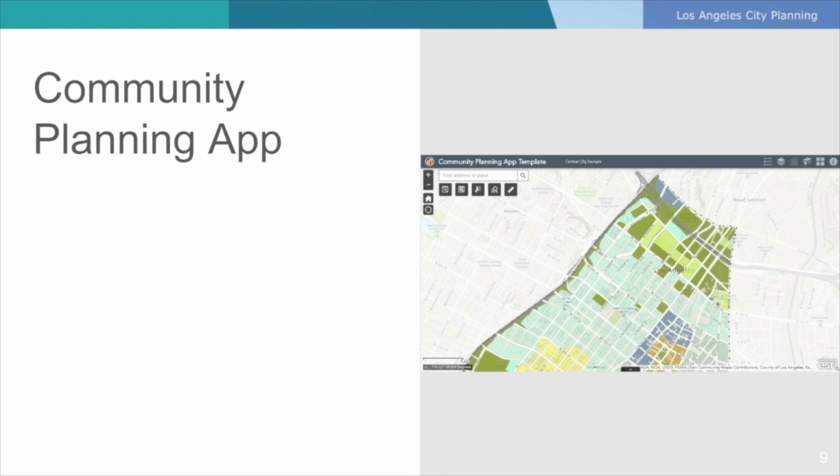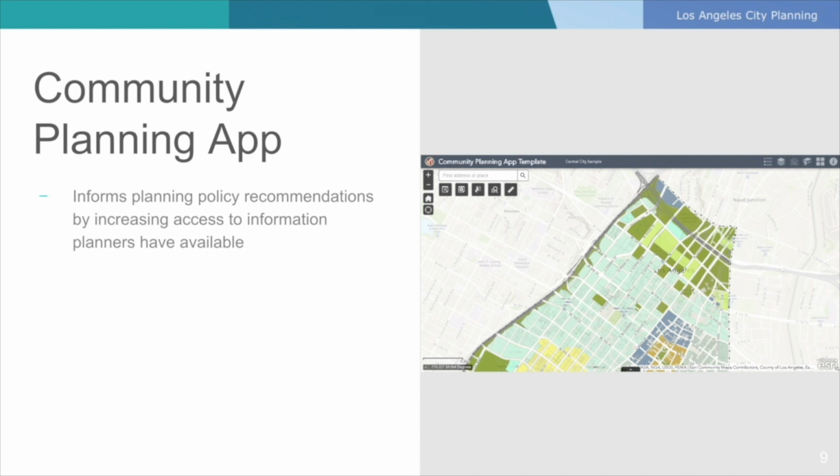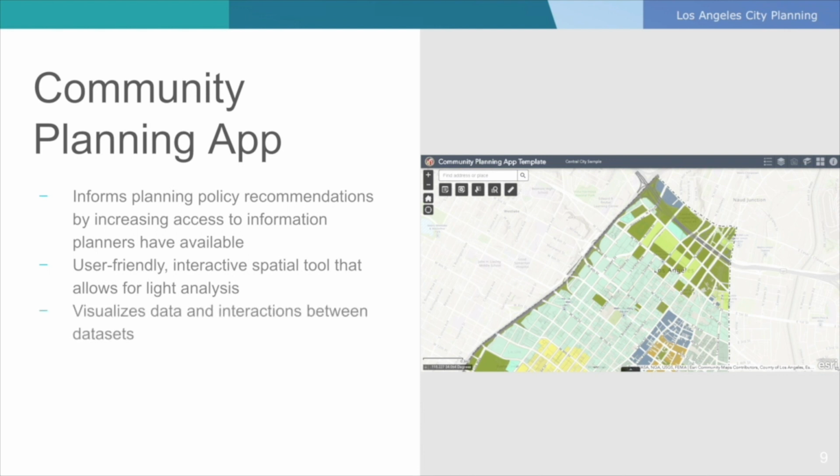The community planning app is intended to improve the information planners have available in order to inform policy recommendations. It is an interactive spatial tool that can perform light analysis that would otherwise require GIS staff resources. This has allowed GIS staff to focus on heavier analysis, map production, and data organization. This tool has also allowed community planning staff to visualize the data and see how different datasets interact. This eliminates the need to go between multiple resources, such as various other department resources, static maps, and spreadsheets.